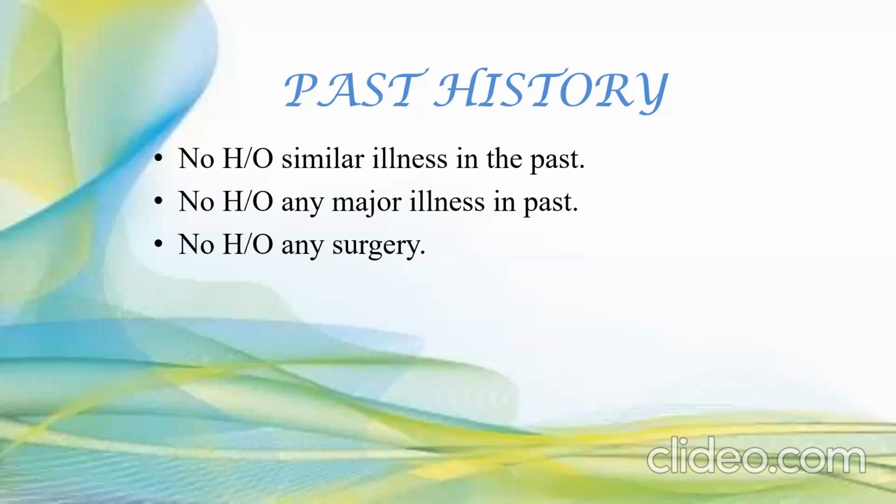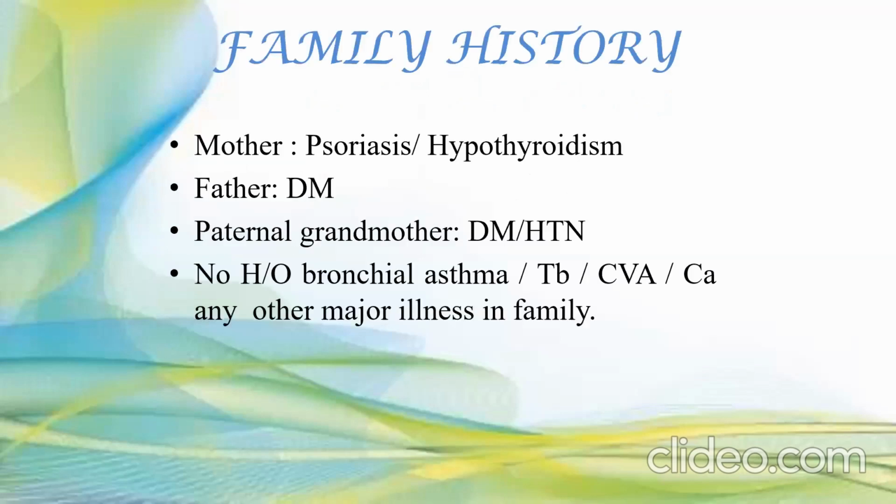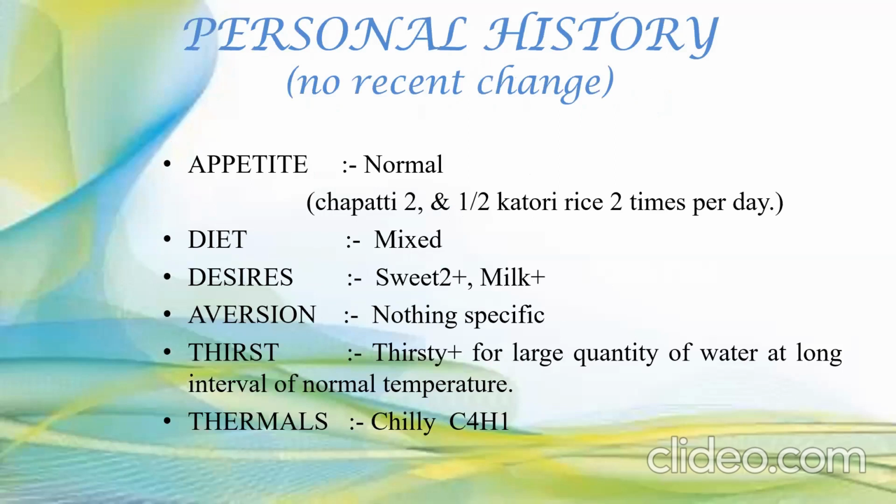There is no specific past history. In family history, mother has psoriasis and hypothyroidism, father has DM, paternal grandmother has diabetes and hypertension. There is no history of vitiligo in the family. Personal history is also normal, especially there is a desire for sweet 2 plus, milk plus.